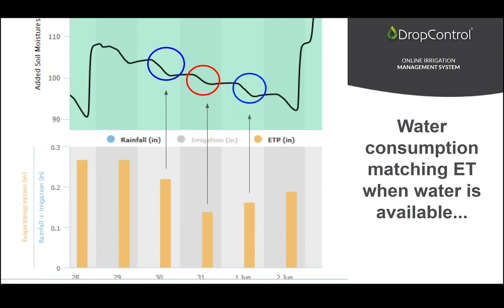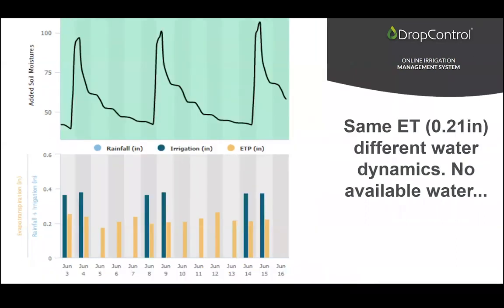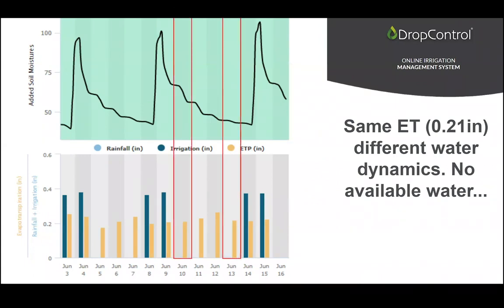But then it will grow back up again when the weather heats up again or the ET increases, my tree starts drinking more. And that is because there is water available. So the reduction in consumption was because of a weather factor in this case. But being water available, the tree will regain its depletion rate or its consumption rate as soon as the weather kicks back up. Now, different scenario is when water is not available and you have the same ET, in this case 0.21 inches on the same day, but the dynamics are completely different.